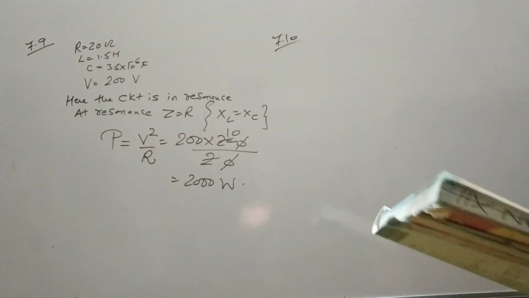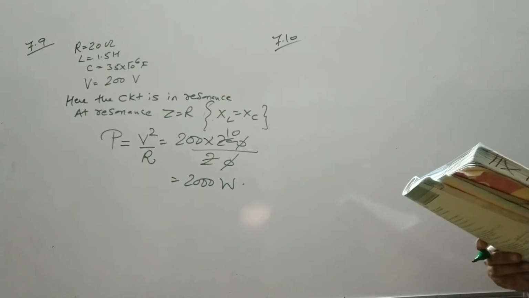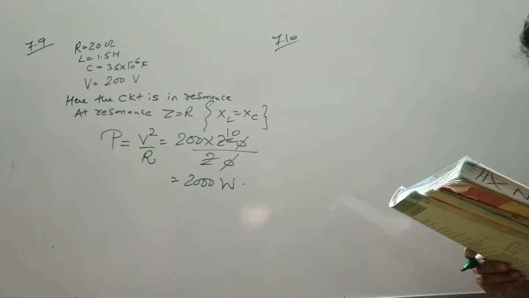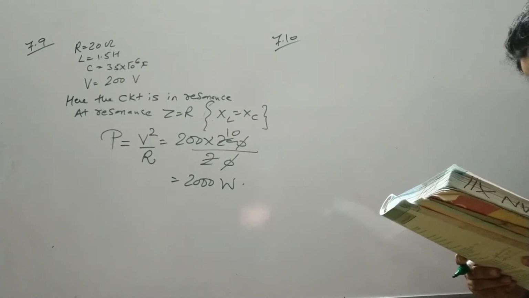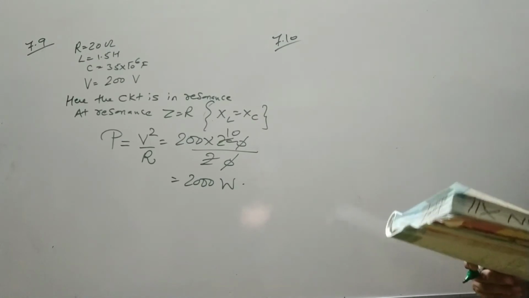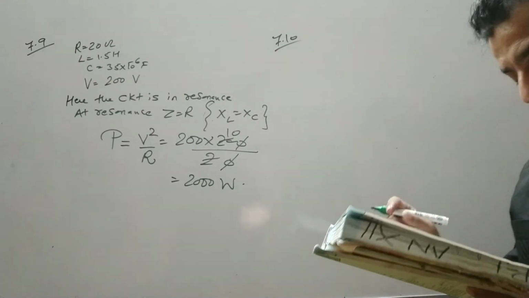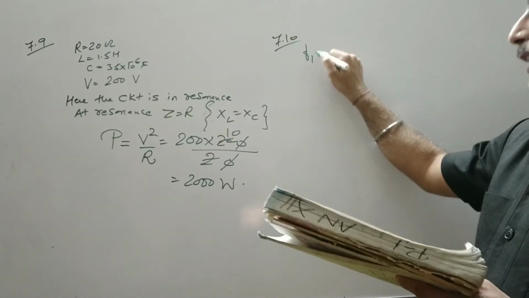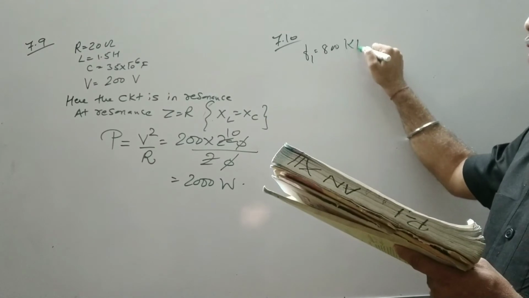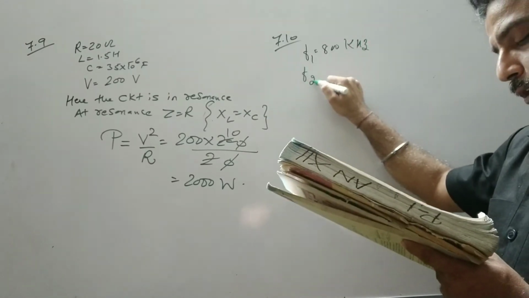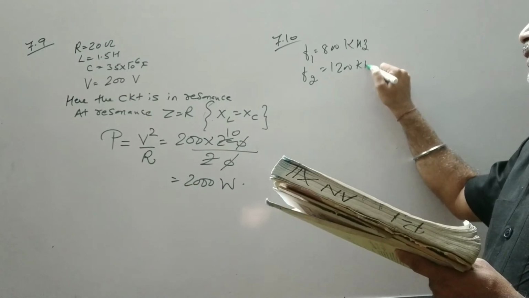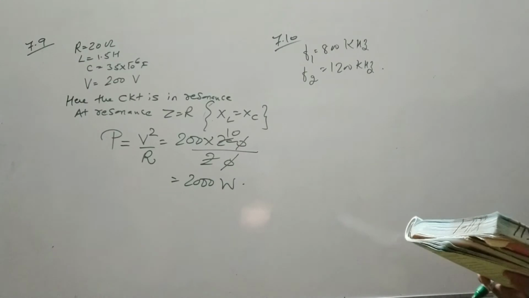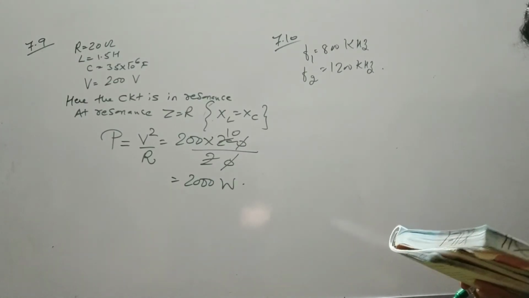A radio can tune over a frequency range of the portion of the medium wave broadcast band, 800 kilohertz to 1200 kilohertz. So the range is given for a station, that is F1 is equal to 800 kilohertz to 1200 kilohertz. So it is a medium wave broadcasting center.